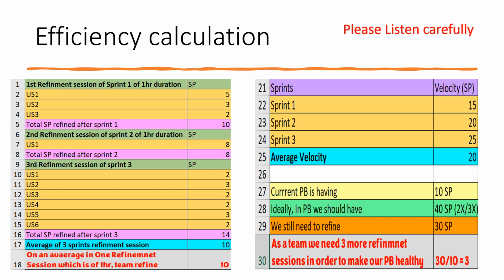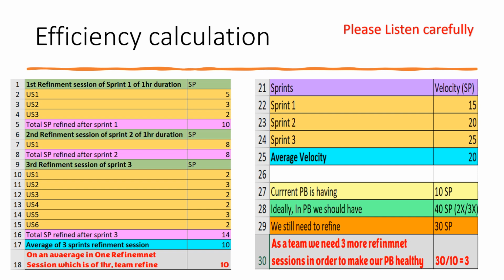Then if I want to keep my PB healthy, I should have 20 into 2, that is 40, or 20 into 3, that is 60. That means to be ready. So this is what I mentioned in my previous slide. Ideally, my product backlog should be greater than the average velocity. So the product backlog should have some 40 story points or 60 story points in ready state. That much story points should be in the refinement.